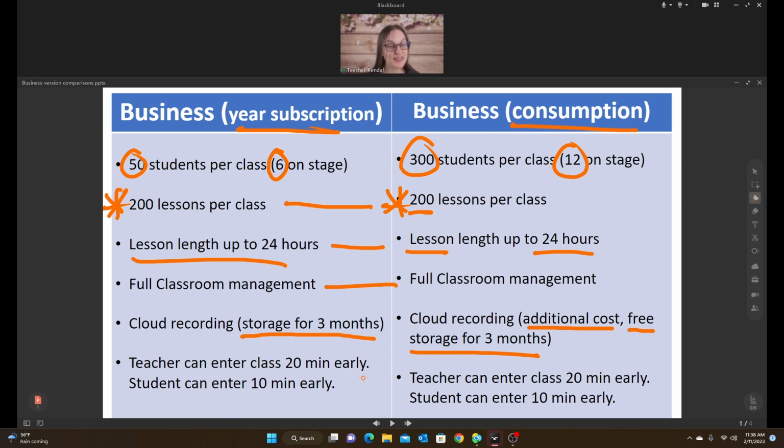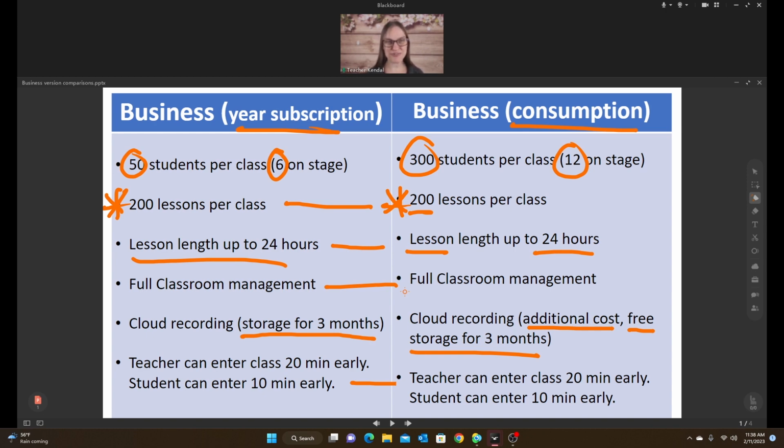And then the same for both. The teacher can enter the class 20 minutes early, and the student can enter class 10 minutes early, which is more than what was available with the free version. So there are a few more differences, but these are the ones that, for me, are the big things that are important to know between the two different business plans.